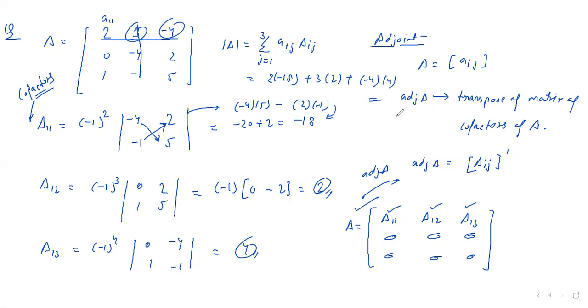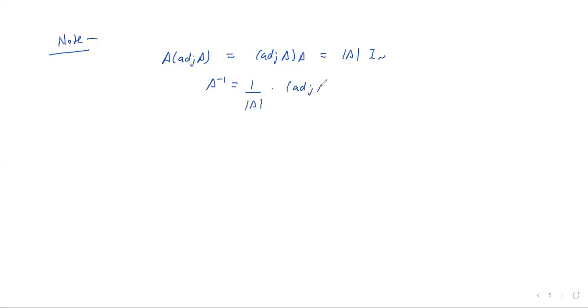Understood? Now there is an important point in terms of cofactors, which is that A into adjoint of A is equal to adjoint of A into A, and that is equal to determinant of A into identity. So from this we can also find the A inverse, that is equal to 1 upon determinant of A into adjoint of A. Got it? Now see it here.